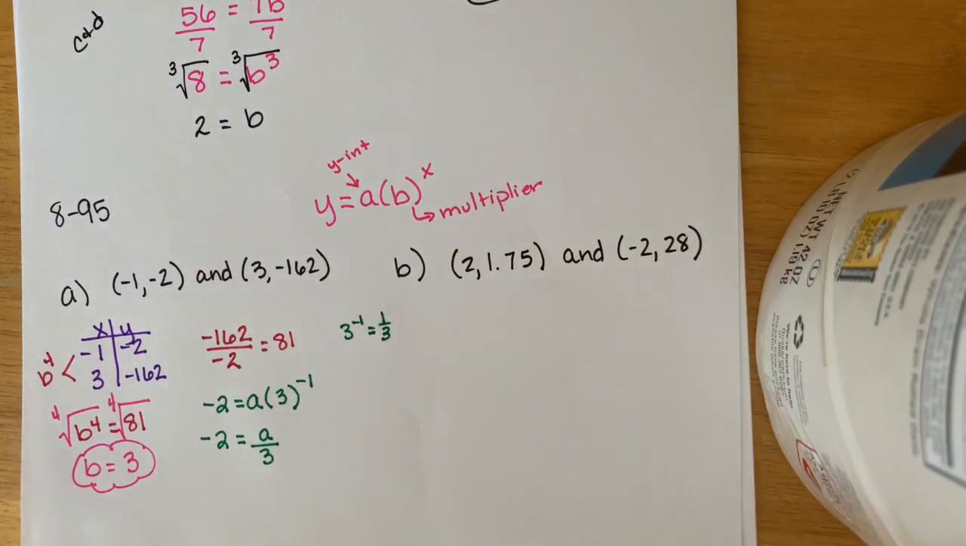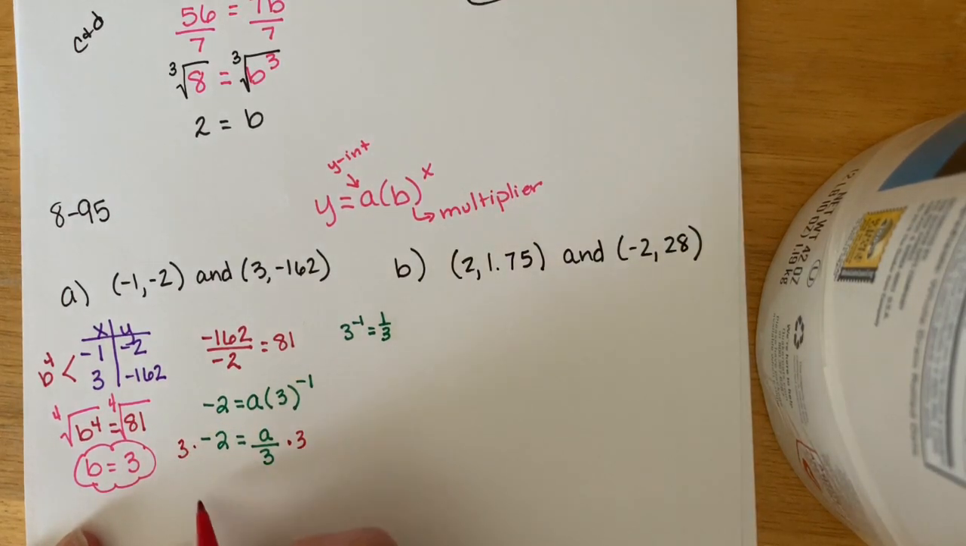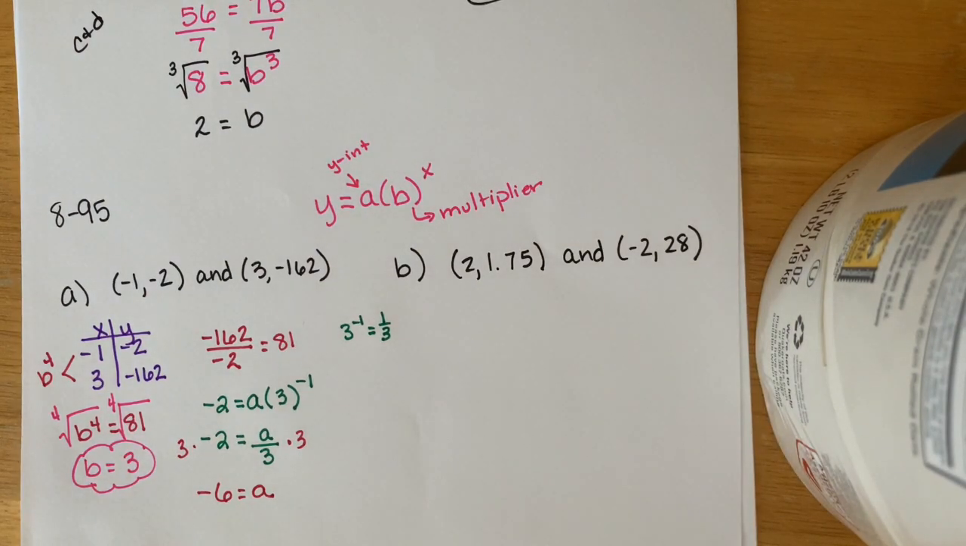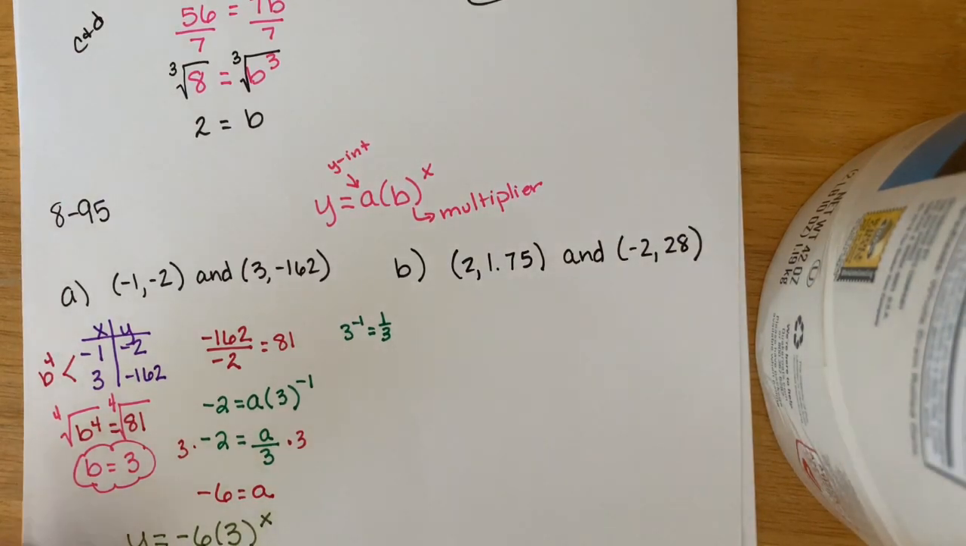Okay, so I need to solve this equation for a. I'm going to multiply both sides by 3, and I get that -6 equals a. So I know my a and my b, and I can rewrite my entire equation. It's going to be y equals -6 times 3 to the x power.